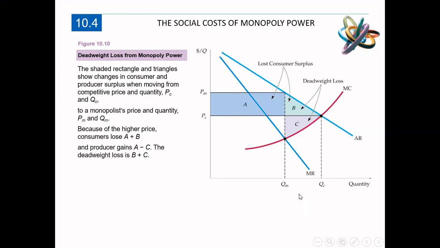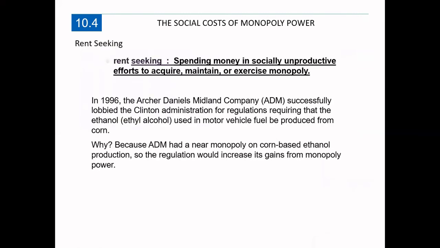Here, for example, if I have the difference of quantity, for example 10, and the price is 20, so half the base times the height, which would be the rectangle that we have here. Let's go to the practices, something called rent-seeking, okay?